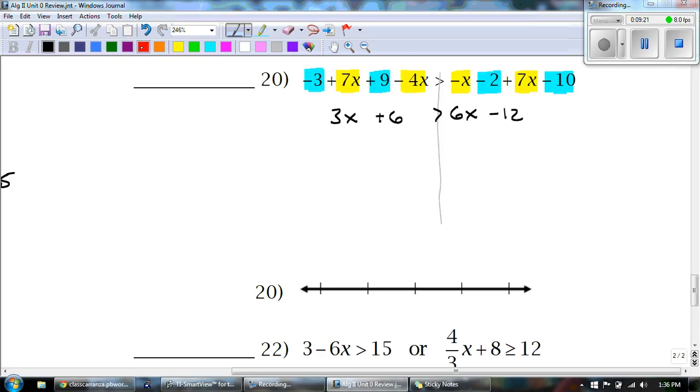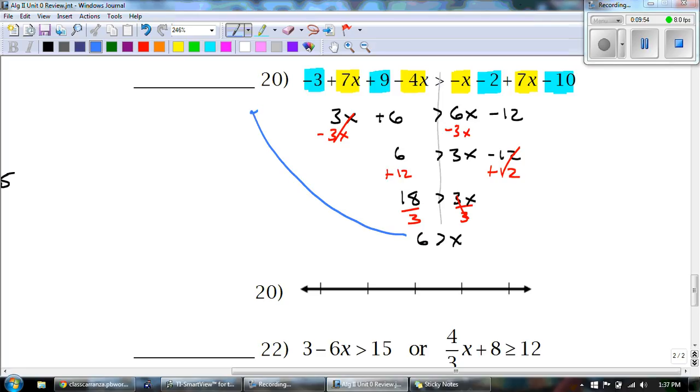I have variables on both sides, so I'm going to subtract the smaller variable. I have 6 is greater than 3x minus 12. And I'm following the rules of SADMAP, so I'm going to add 12 to both sides. To get 18 is greater than 3x. Divide by 3. And then we get 6 is greater than x.